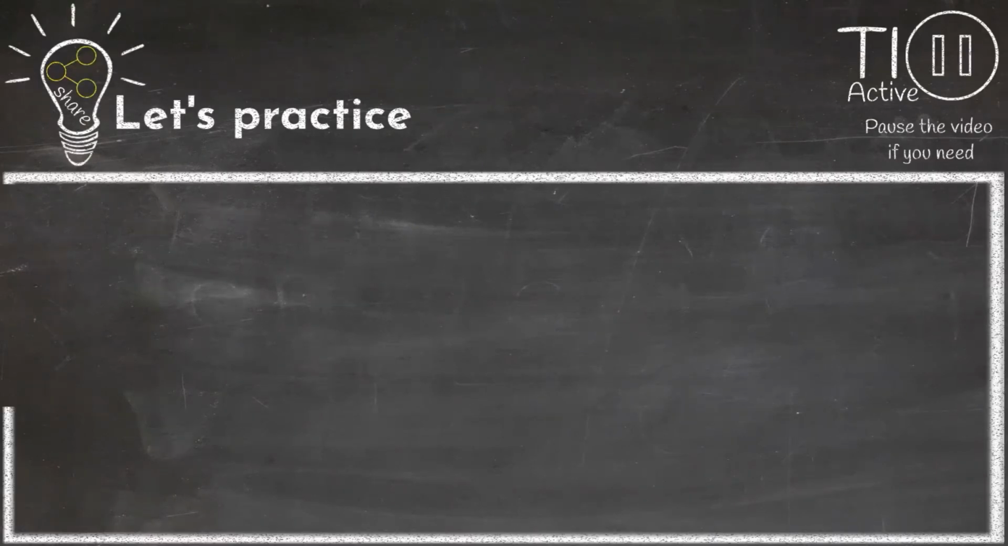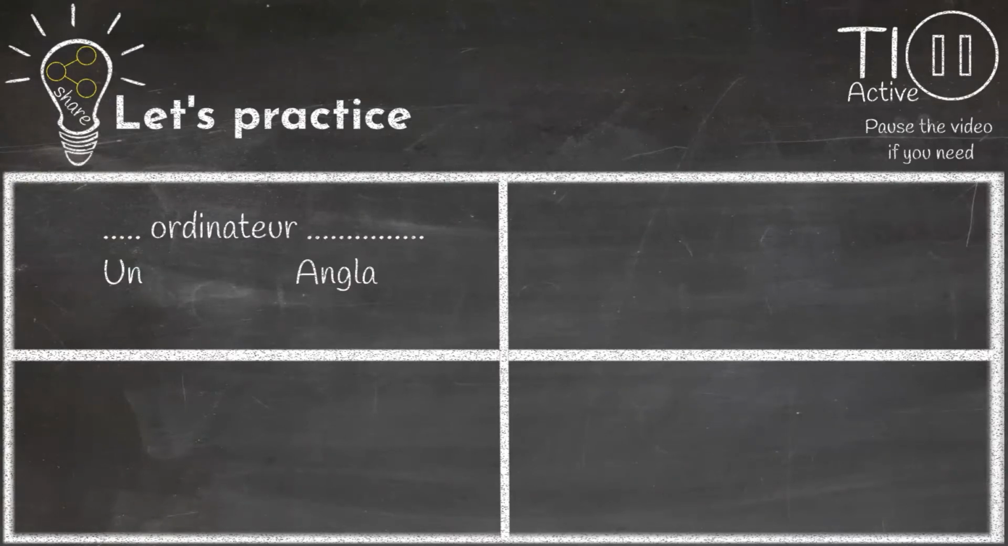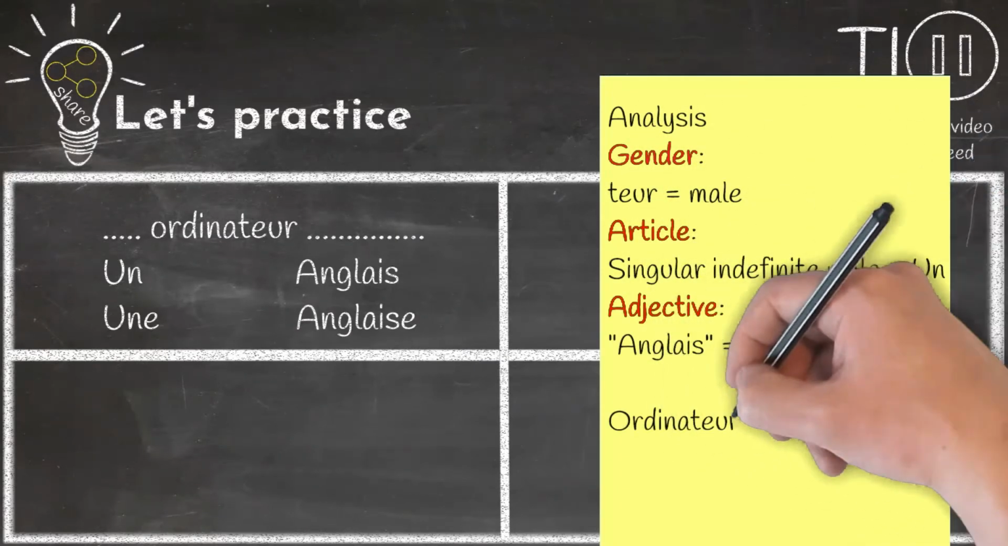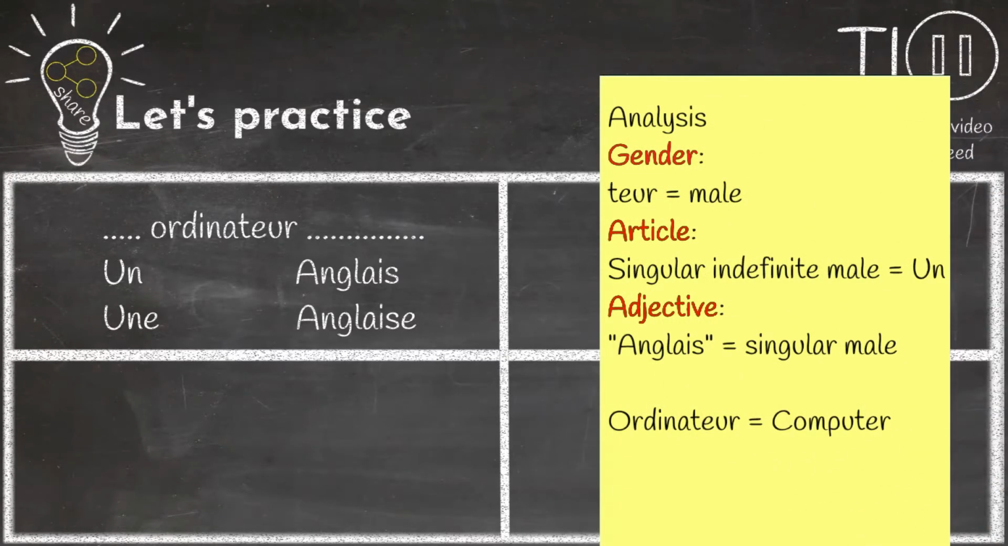Now it's time to practice, and let's do it together. Alright, to choose the correct indefinite article, first I need to recognize the gender of this noun. It finishes in T-E-U-R, so with no doubt it is a male noun. So I need to choose the singular indefinite male article.